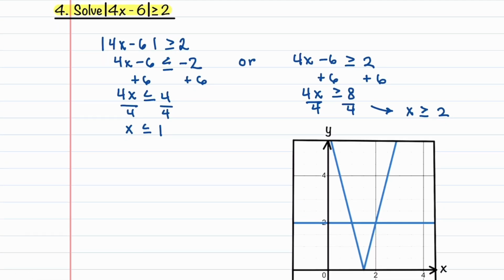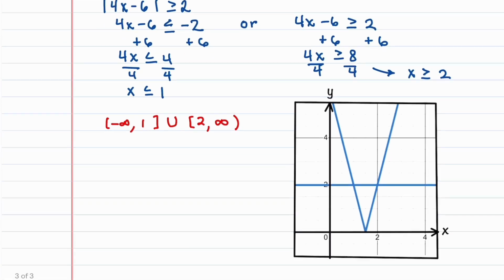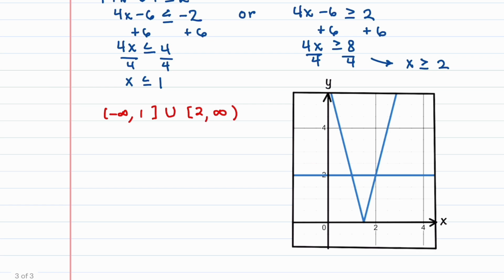Now we can write our answer using interval notation. Our first piece is x is less than or equal to 1, so that's going to be minus infinity to 1 with a closed bracket at 1. And then the or means that we're going to have a union sign. And then x is greater than or equal to 2, so we're going to have a closed bracket at 2 and go to infinity. Now let's look at our graph and see if this makes sense.